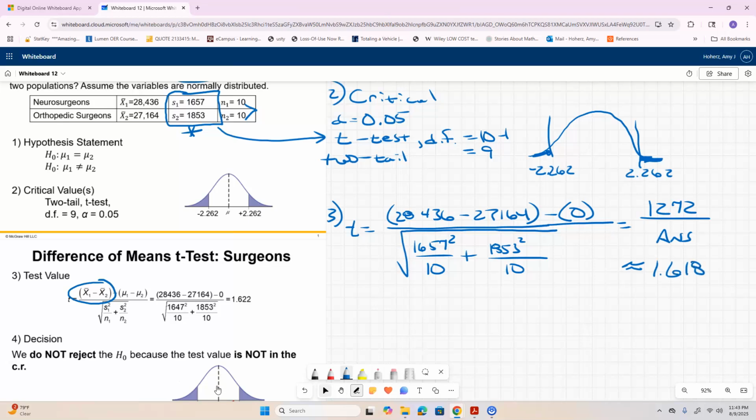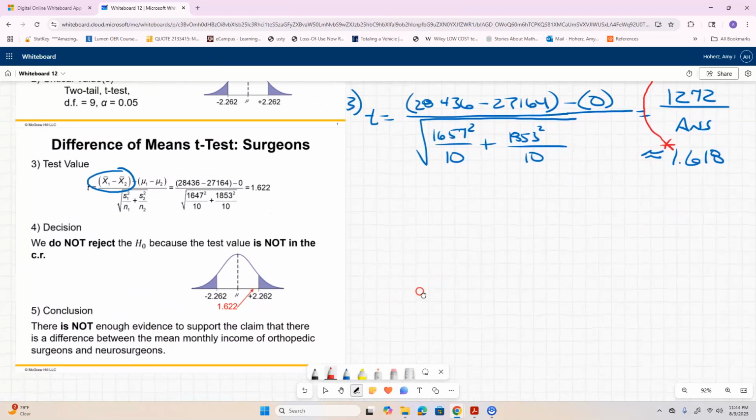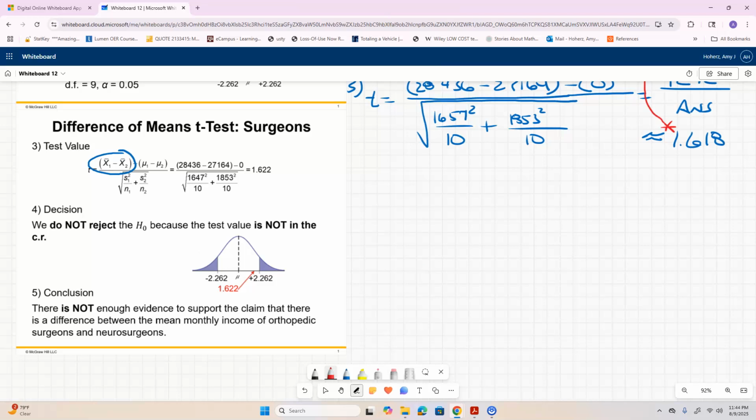Okay. So now 1.618 is not high enough to be in the rejection region. This is the middle. 1.618 would be down in this area, which would not be high enough to be in the shaded region. And so we do not reject the null hypothesis because the test value is not in the critical region. 1.622 is down in this area, which is not in the shaded area.